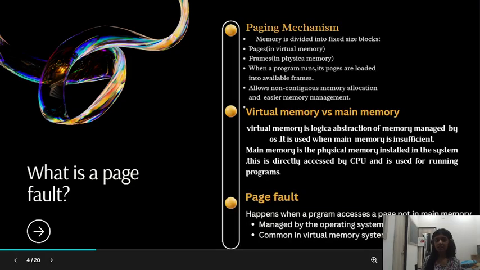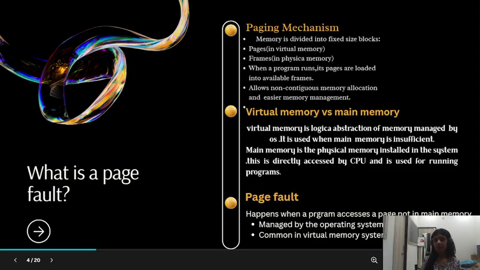CPU can directly access memory from the physical memory. So when a program runs, its pages are loaded into available frames, hence the physical memory, because the CPU can directly access it. So why these kind of memories? Two kinds of memories. So virtual memory versus main memory. Let's discuss what these memory mean.